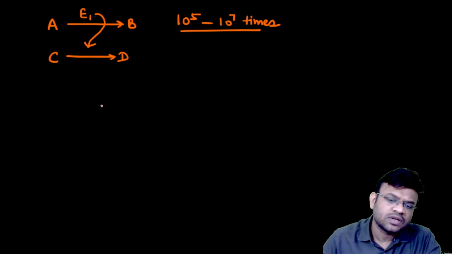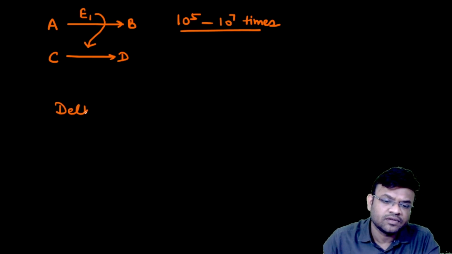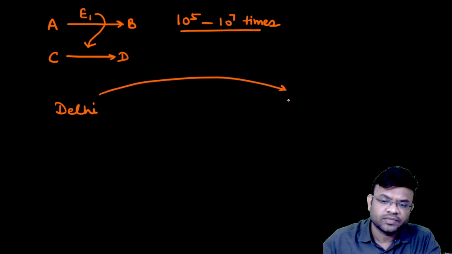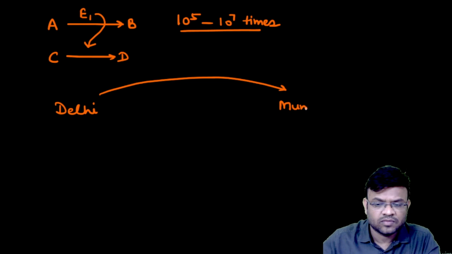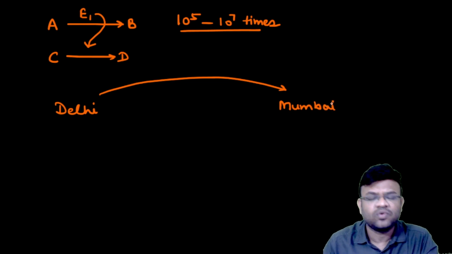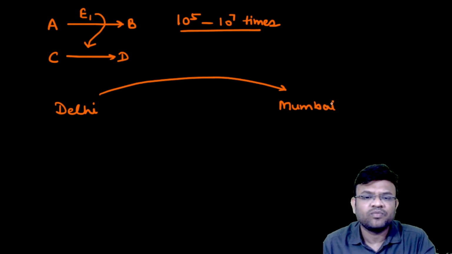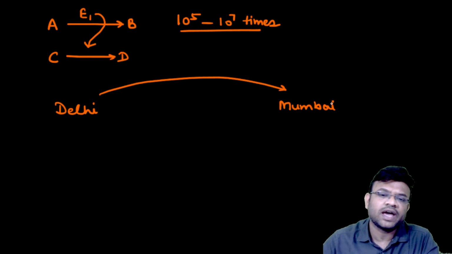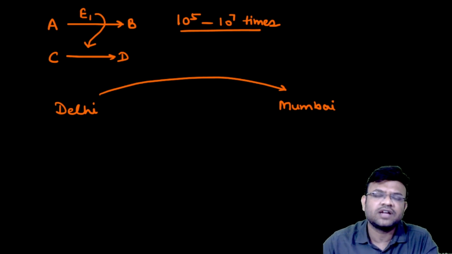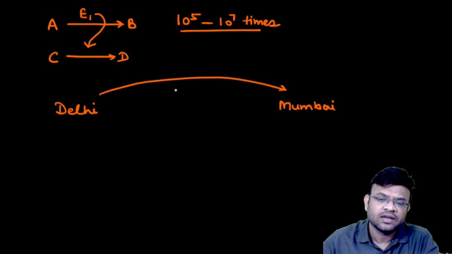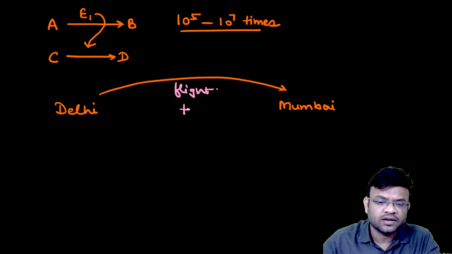Now suppose I am at Delhi, okay? And I want to go to Mumbai. I am at Delhi and I want to reach Mumbai. What options do I have? How can I reach Mumbai? So there are several options that I can take. I can take a flight, I can take a train, I can take my own car or bus.